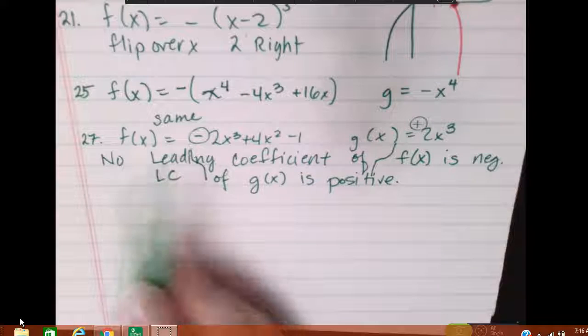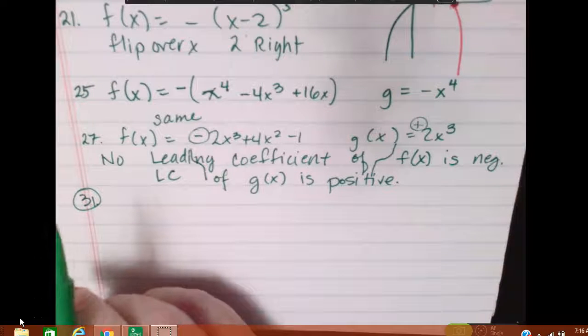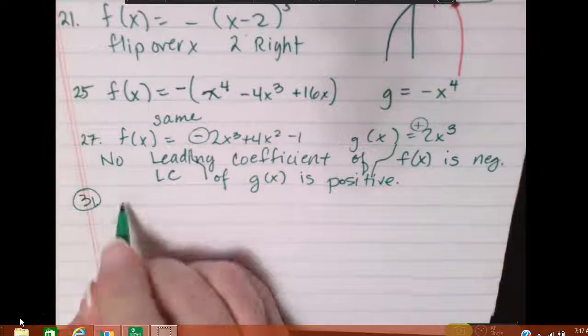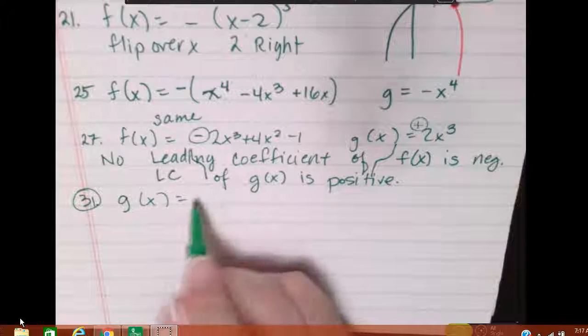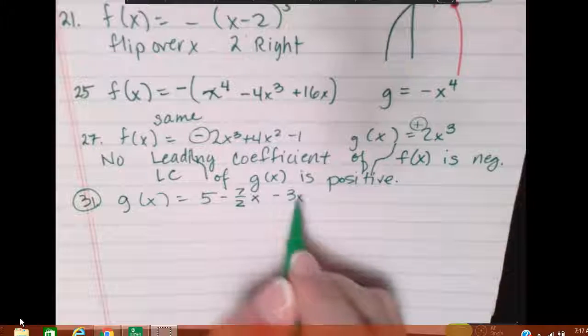Okay, in number 31, let's see, do we have a new set of directions? Yes. And it says applying the leading coefficient test, so we're basically doing the same thing. In number 31, we just have one function though. G of x equals 5 minus 7/2 x minus 3x squared.